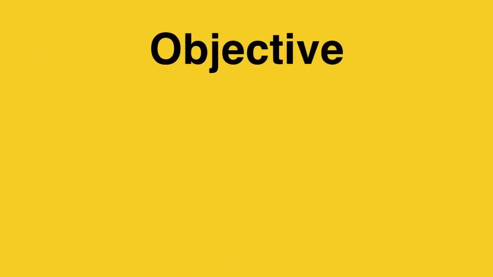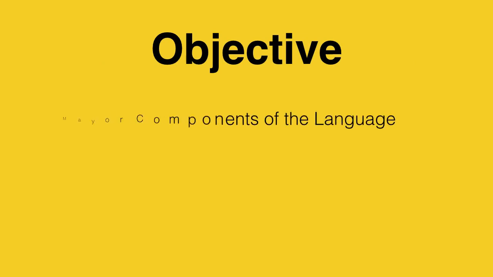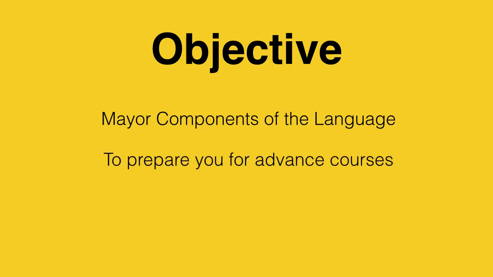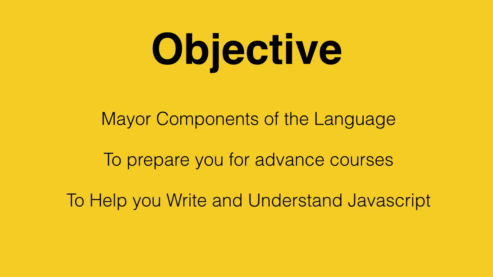Now, what is the objective of this course? I want to teach you the major components of the language. That way you can be ready to jump in those advanced courses. Basically, I want to prepare you for advanced courses. You're not going to be an expert when you come out of this course, but you will learn the major components to start putting things together and making work in JavaScript. Basically, I want to help you write and understand JavaScript.